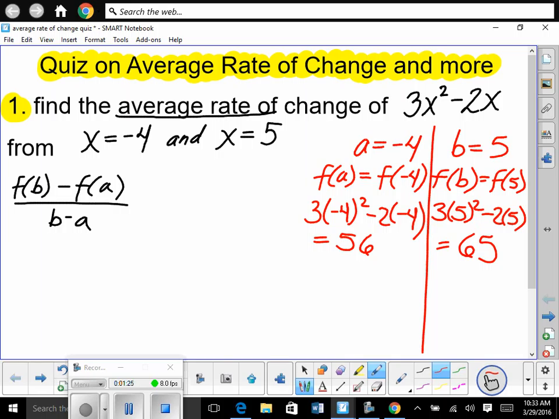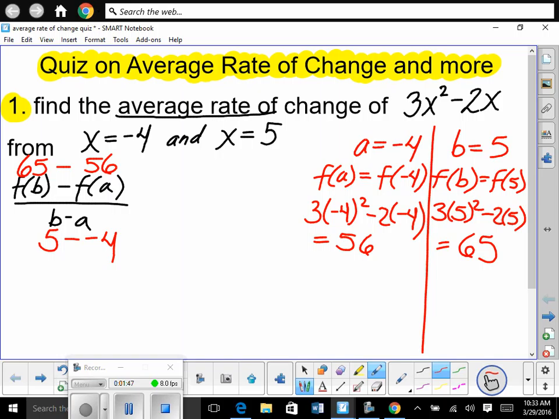Now you can do your formula: f of b, which is 65, minus f of a, f of a is 56, all over b minus a. Our b is 5 minus a. A is -4. That's where most people mess up. They forget the double negatives there. It was b, which is 5, minus, and then a was -4.